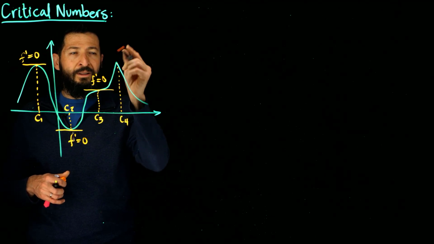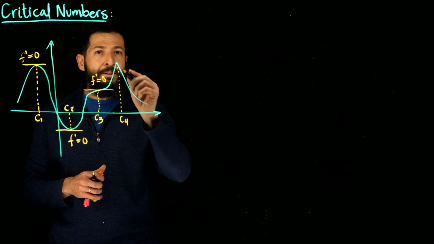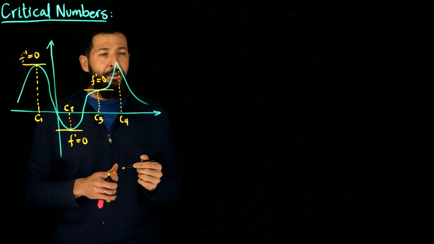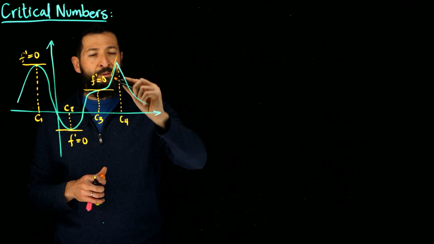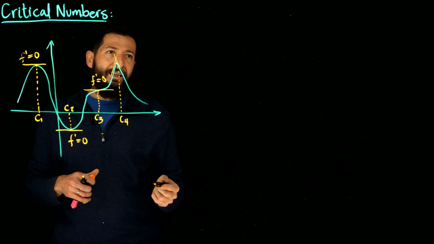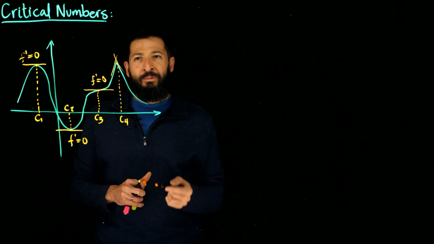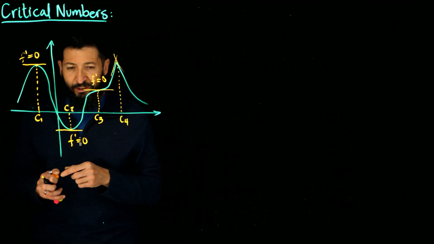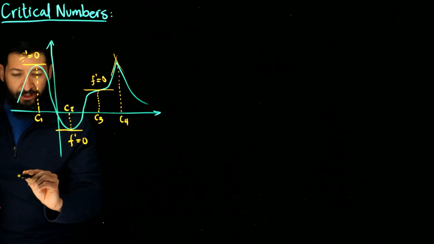But what about this one? It's a relative maximum, it definitely looks like it. But what is the derivative there? Well, you have a corner, so if you compute the limit from the left, it would be that. If you compute the limit from the right, it would be that. And so they would give you a different value for the slopes. So it seems like at that point, the derivative is not defined. So those points are going to be called critical numbers.